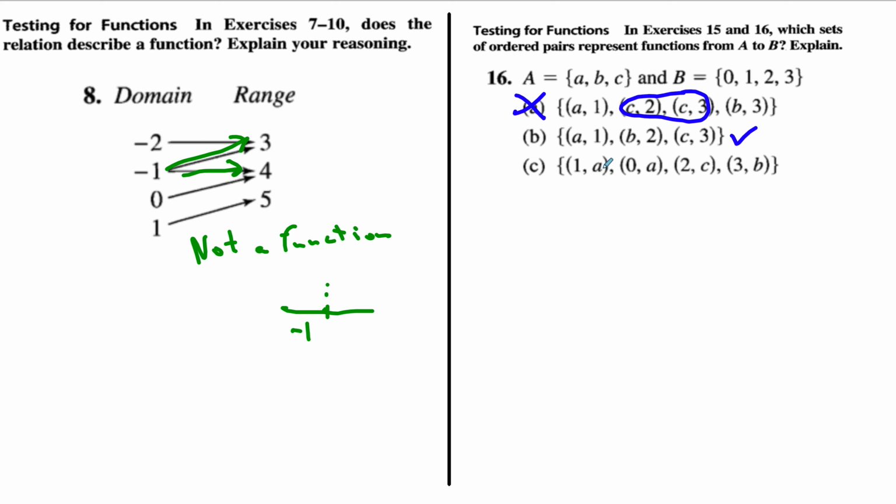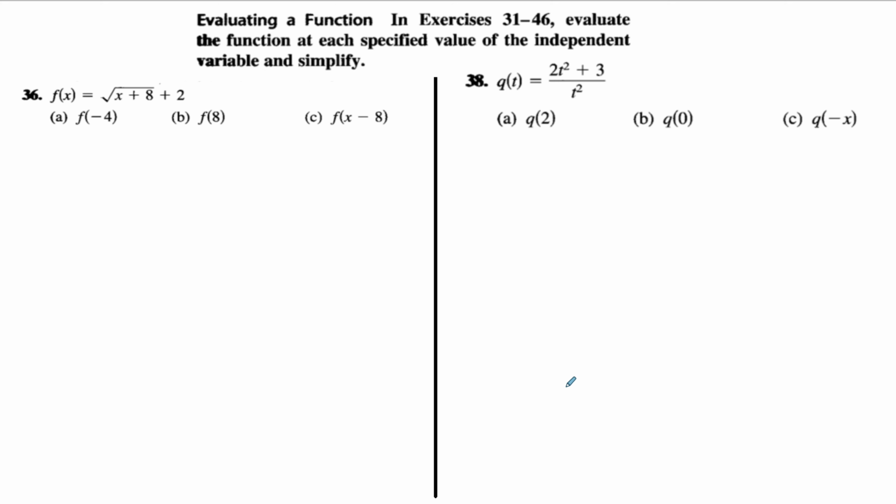So 1 goes to A. So what you're looking for is you want to look for repeats in the independent and see if it's repeating in the dependent. The fact that you get A out of 0 and 1 is okay. That's fine. If it was like A1, A0, that would be a problem. But right now, both B and C, in this case, are functions.